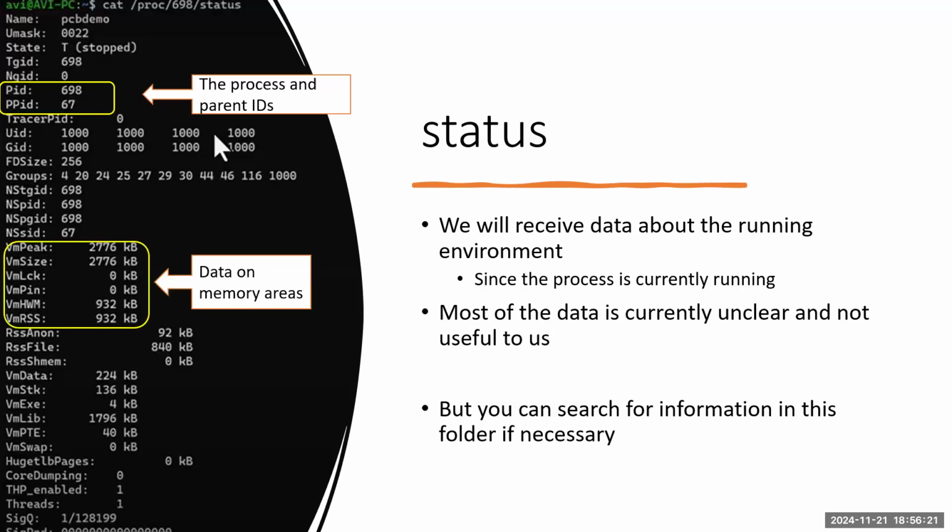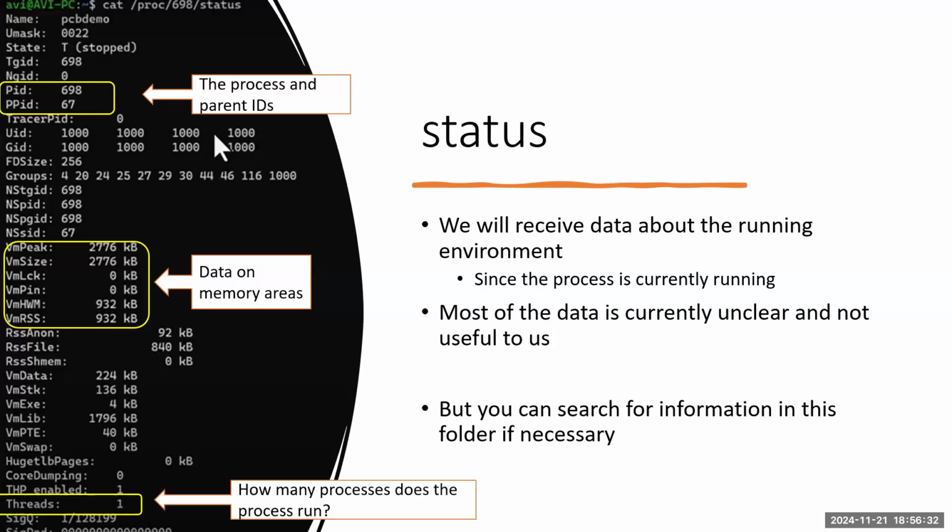Here you see the data on memory areas. VM stands for virtual memory, how big it is. Here you see how many threads. Why is it just one? Because I didn't run any forks, I didn't create any threads, it's just one process.